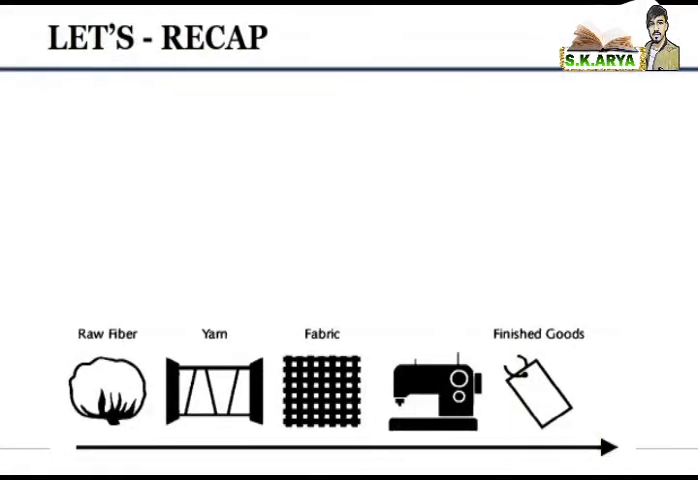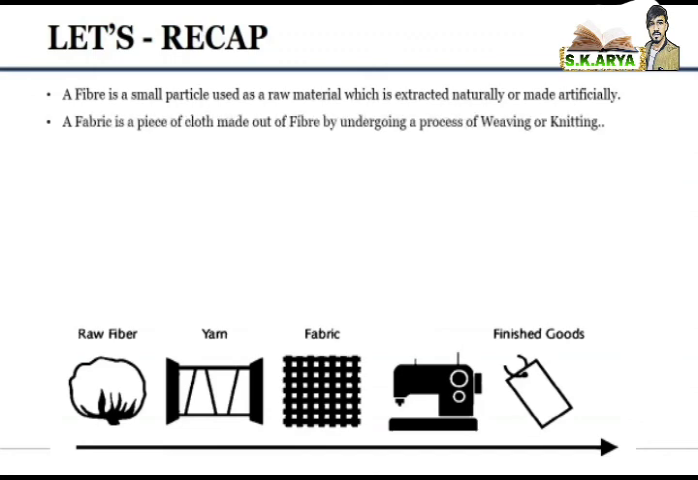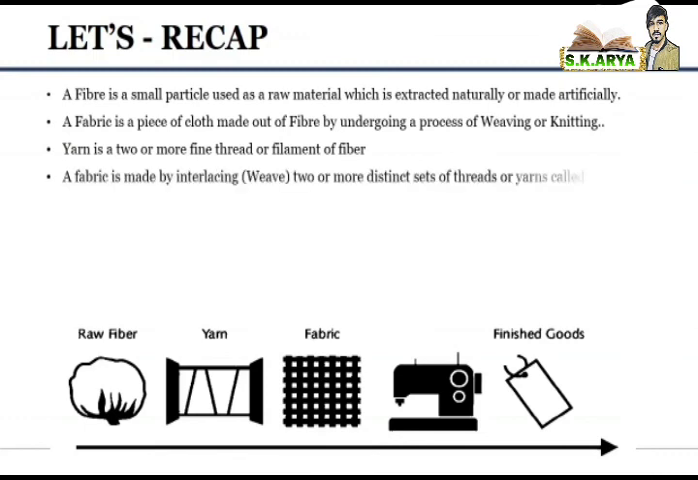Now let's do a quick recap of this module. A fiber is a small particle used as a raw material which is extracted naturally or made artificially. A fabric is a piece of cloth made out of fiber by undergoing a process of weaving or knitting. Yarn is two or more fine threads or filaments of fiber. A fabric is made by interlacing two or more distinct sets of threads or yarns called warp and weft.